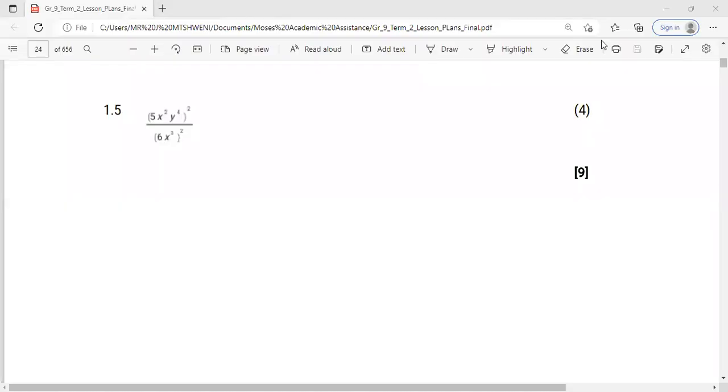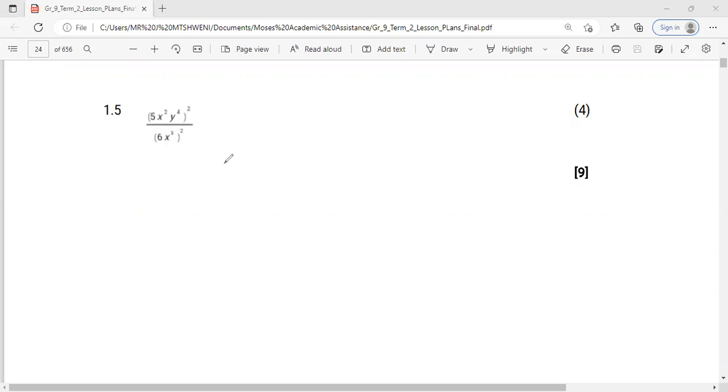Now we come to 1.5. I hope, guys, you understand what I explained before. But anyway, let me continue to 1.5. We have 5 x squared y to exponent 4, then they close the brackets and put 2 here. Then we have 6 x to exponent 3, they close the bracket and put exponent 2.